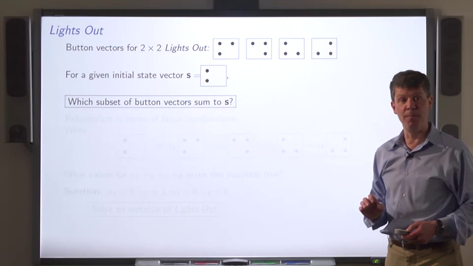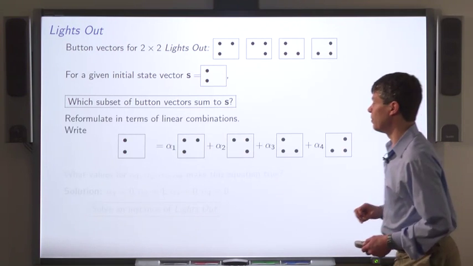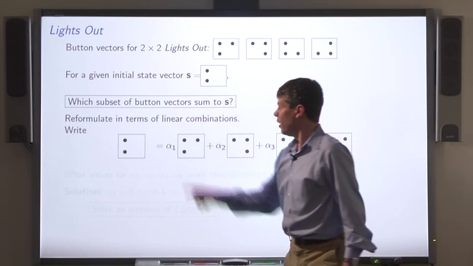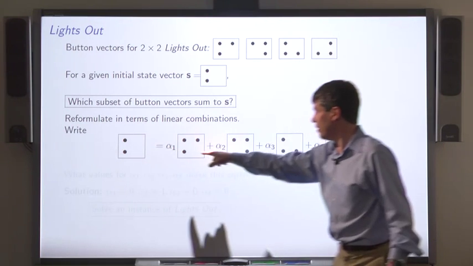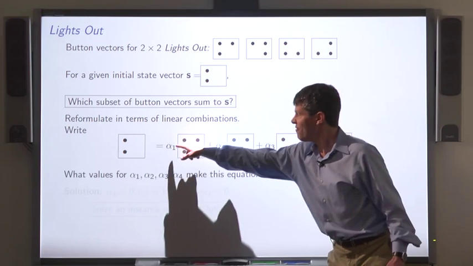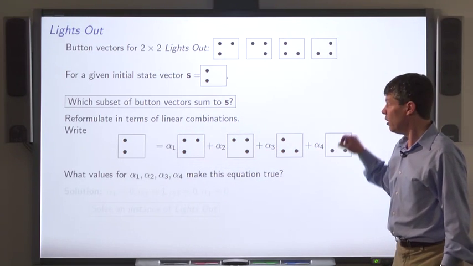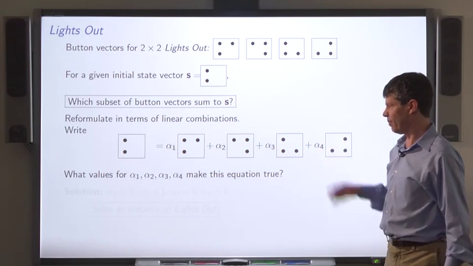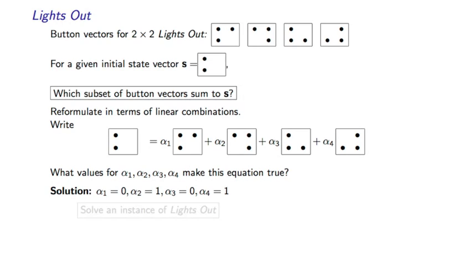We can express that problem in terms of linear combinations. We write the desired state vector as a linear combination of the button vectors, and we ask, what values of alpha do I need to make this true? Okay, and here's the solution.